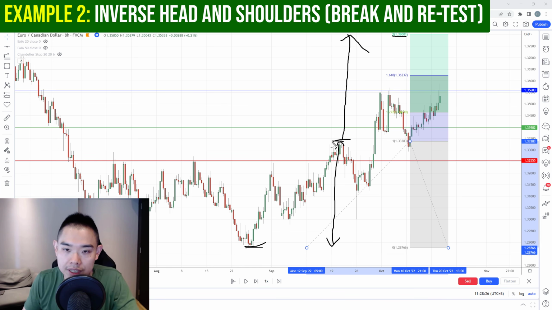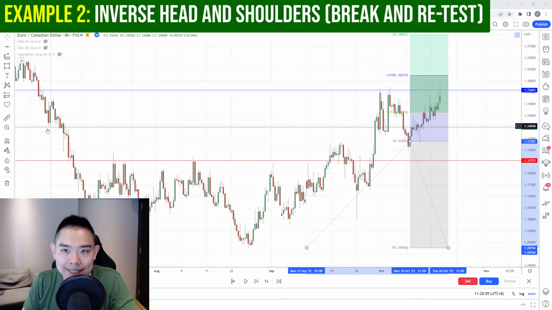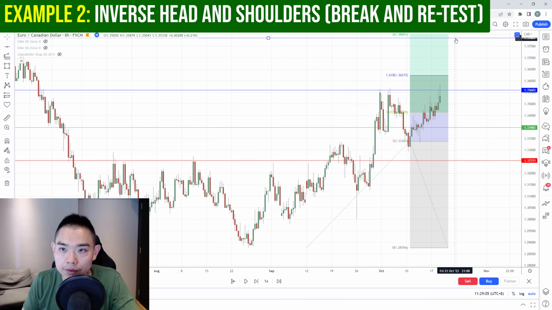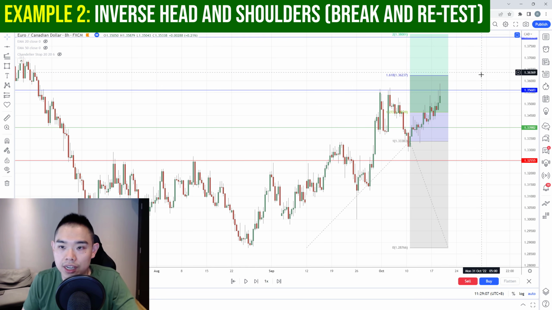Then from this high to this even higher high is X as well. So it's literally just copy paste. This is where your second target could be, just before this 138 even level. Let's say you put it slightly below it. Let's say this over here is your second target. So let's see what happens next.